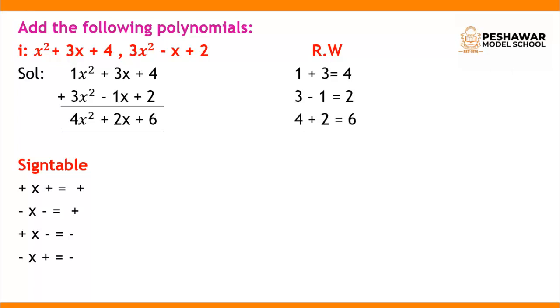Now let's see the question. You write the solution here. The first term is x square plus 3x plus 4. As we know there is no coefficient written with x square, so it should be 1. So 1x square plus 3x plus 4. Now we have to arrange the algebraic expressions in descending order. Then we write the second algebraic expression, that is 3x square minus x plus 2. You will write 3x square below the 1x square in an order of like terms. Then you write minus x below the 3x. Then you put the constant below the constant.